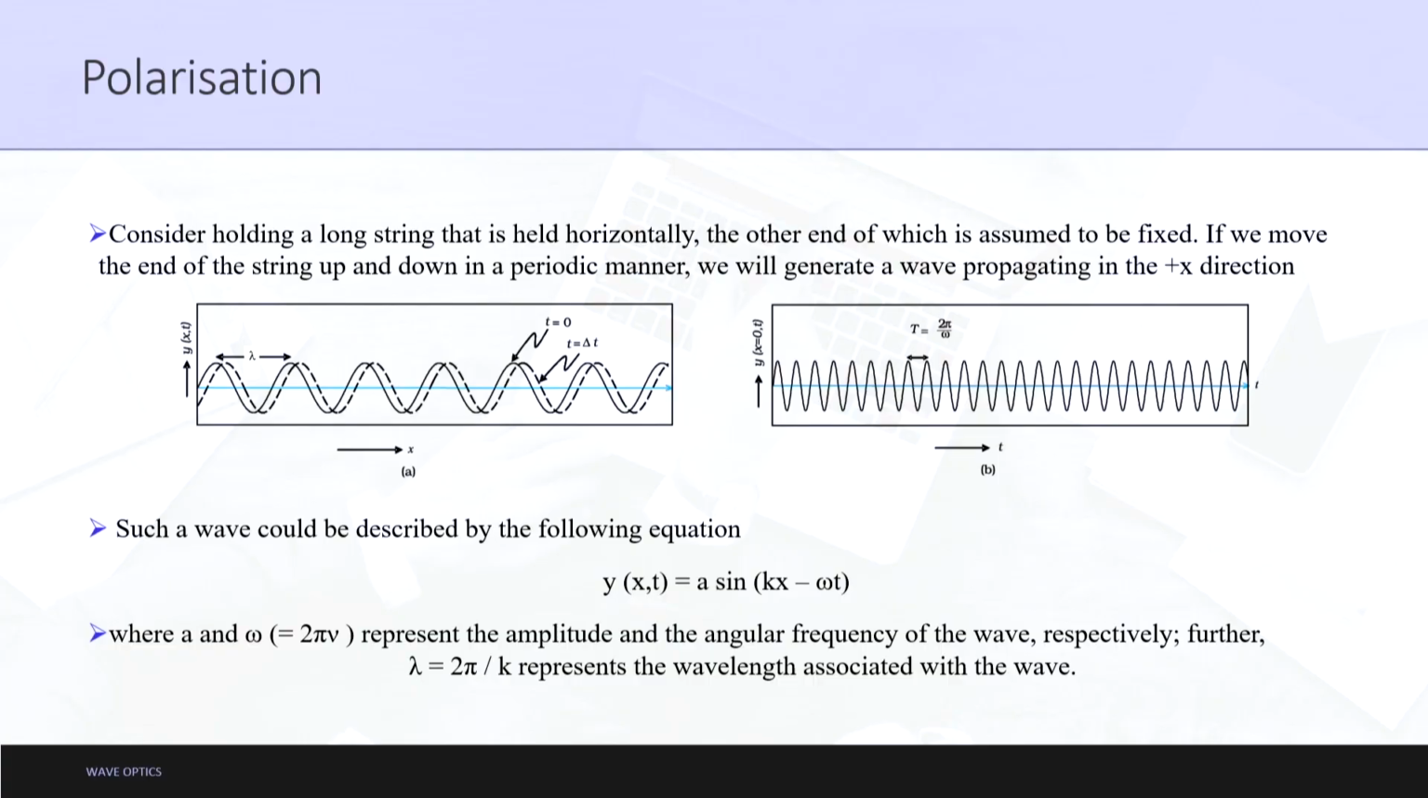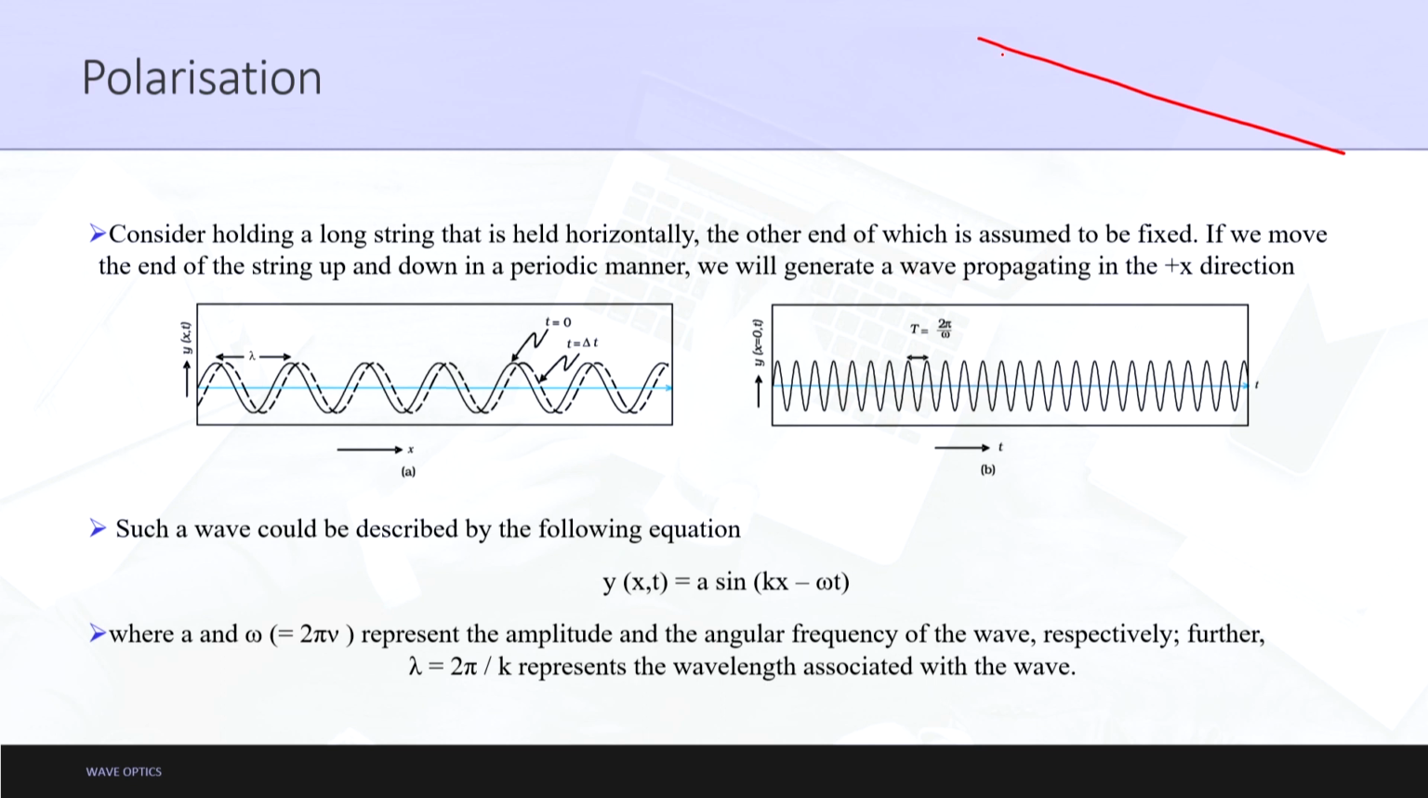Okay, so first of all let me try to explain. Please look over here. As we know, light is a combination of electric and magnetic waves, which are perpendicular to each other. So if I make a diagram just to explain to you, let us suppose this is the direction of propagation of the light wave.